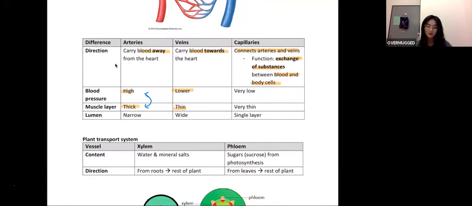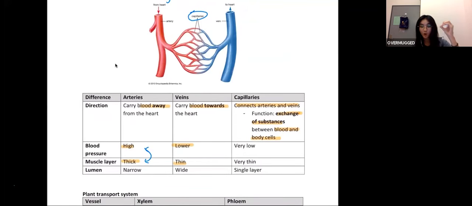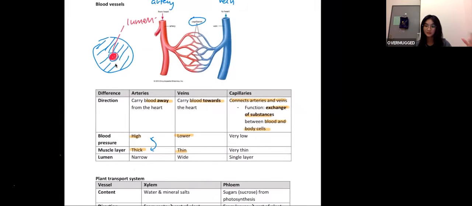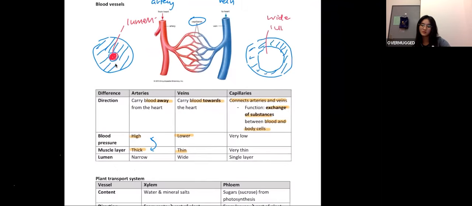Then the last one is lumen. What is lumen? Lumen is just the hole in the center that allows the blood to flow through. If you see a cross section, this is the muscle layer outside, and the hole in the center, whatever is inside, refers to the lumen. So lumen size is just opposite to your muscle layer size. If you have a thick muscle layer, like I drew over here, you have a very thin lumen. But if you have a very thin muscle layer, you will have a very wide lumen. So this is narrow, and this is wide lumen.